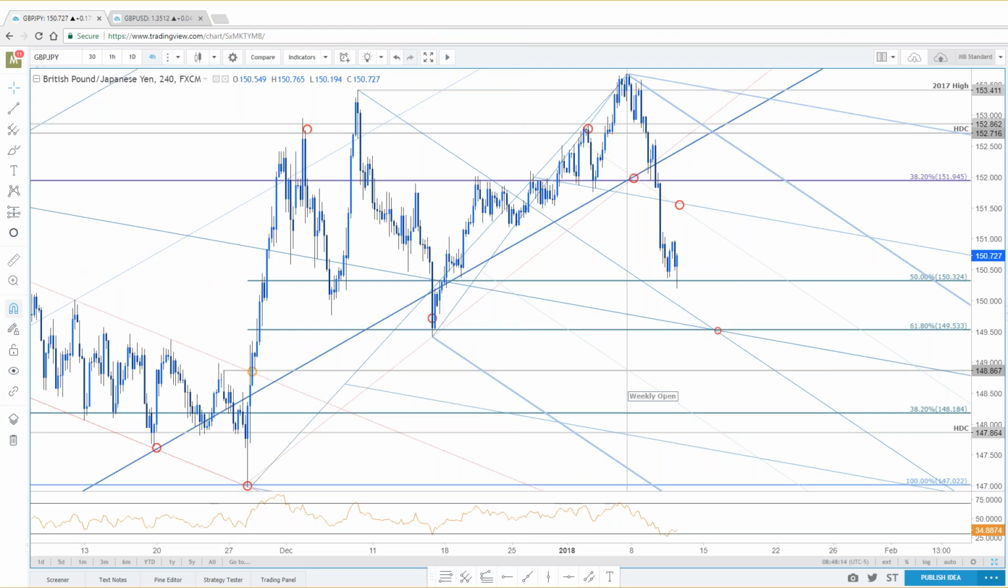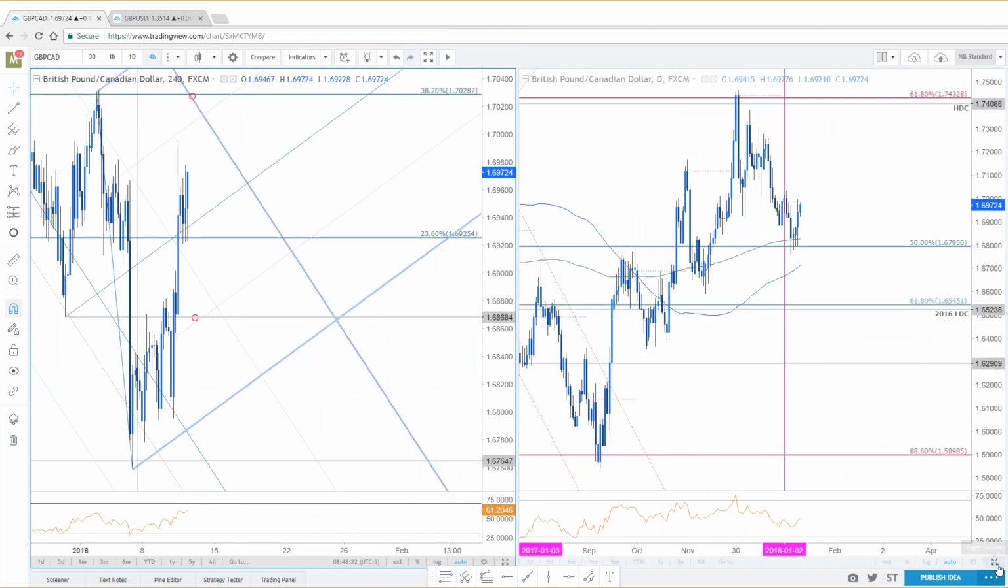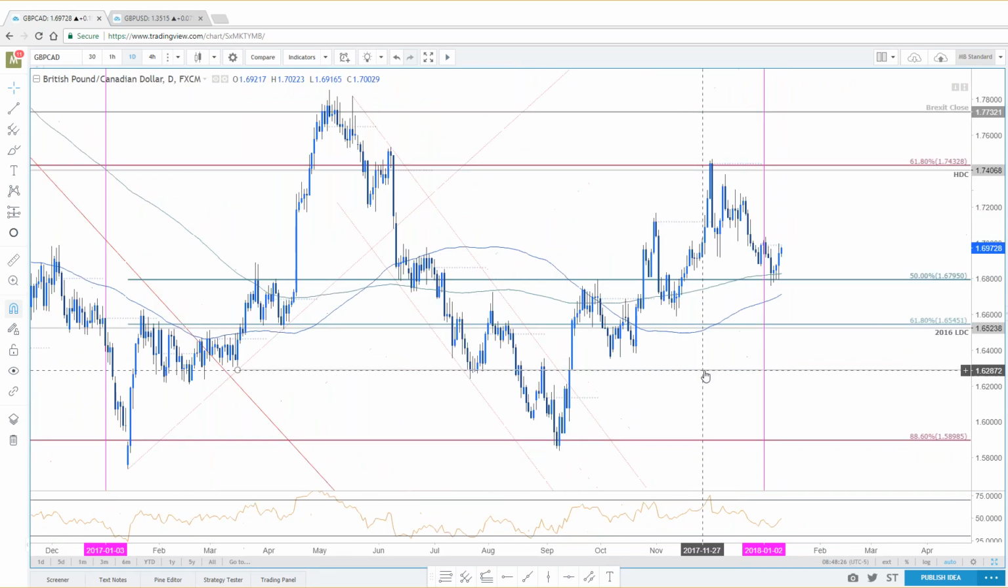Here's what pound CAD looks like. I didn't include the daily charts and the weekly charts on this just because I don't really want to get too involved on it. I'm not really very impressed with the charts, but here's what the daily looks like.